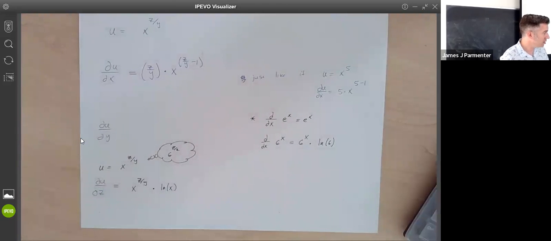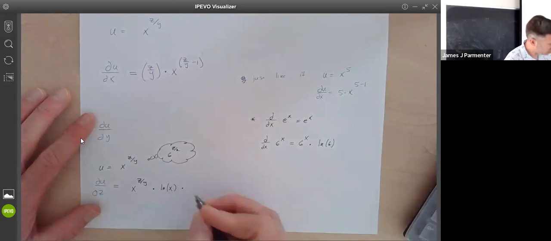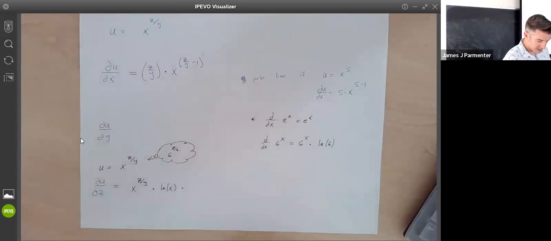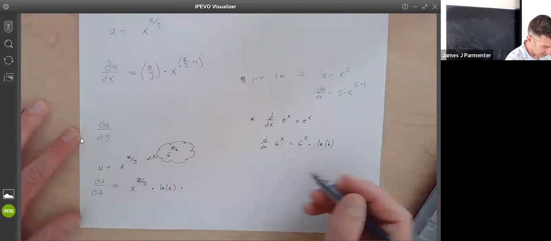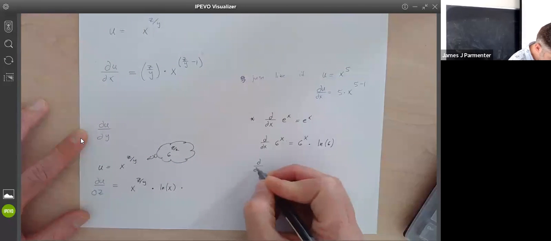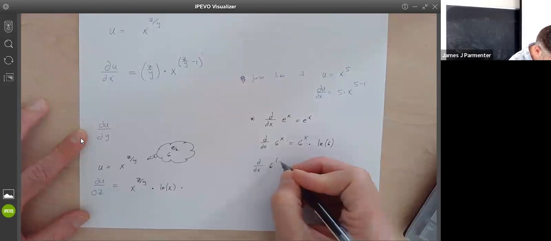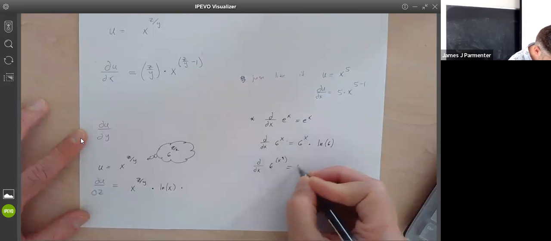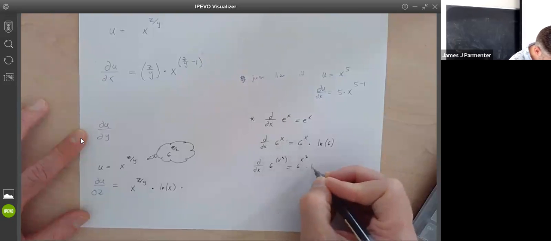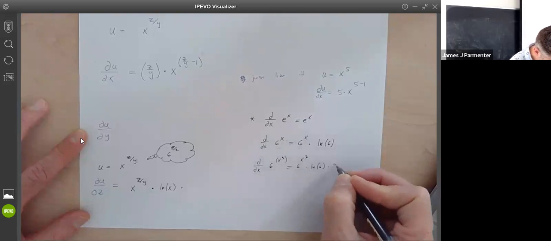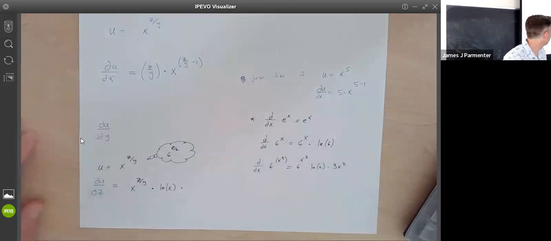And two, we have to apply the chain rule. The derivative of 6 to the x is 6 to the x natural log of stuff. The derivative of 6 to the, say, x cubed is 6 to the x cubed times the natural log of 6 times the derivative of the exponent.